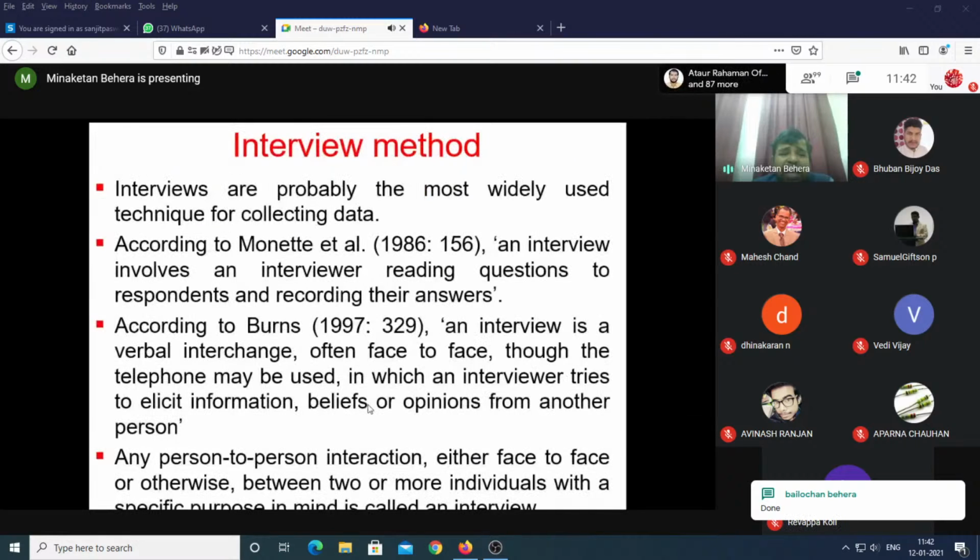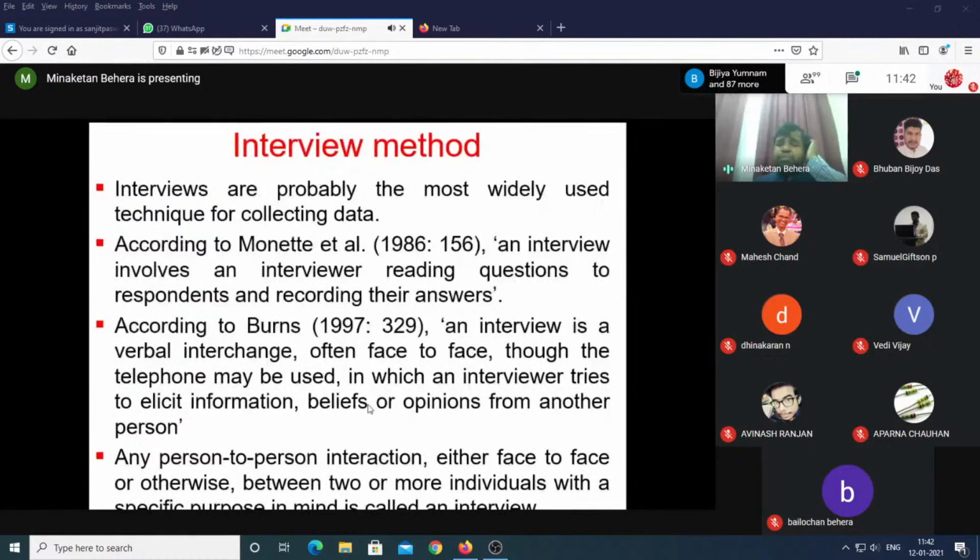Another is the interview method. In most cases, most researchers broadly follow what we call the interview method, and this is a very practical method in most cases.